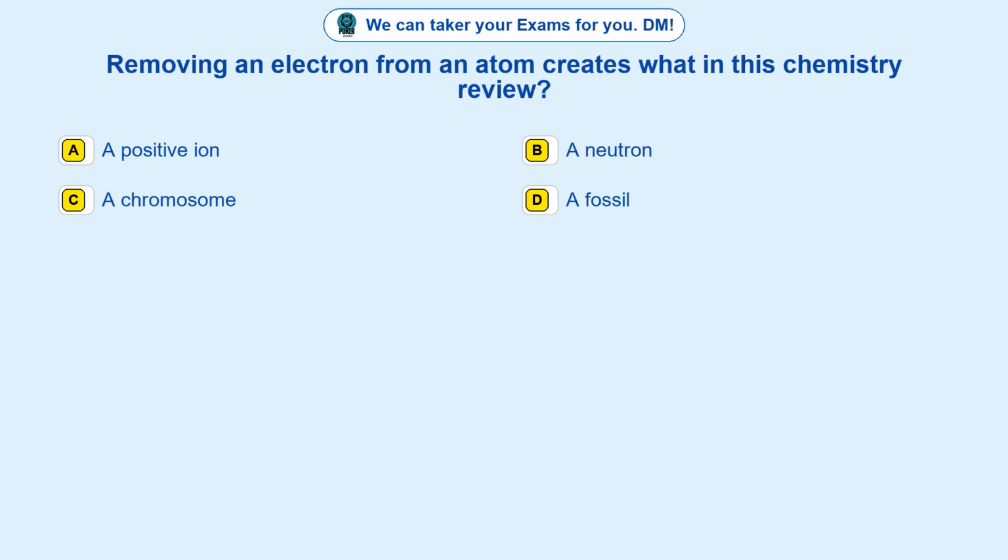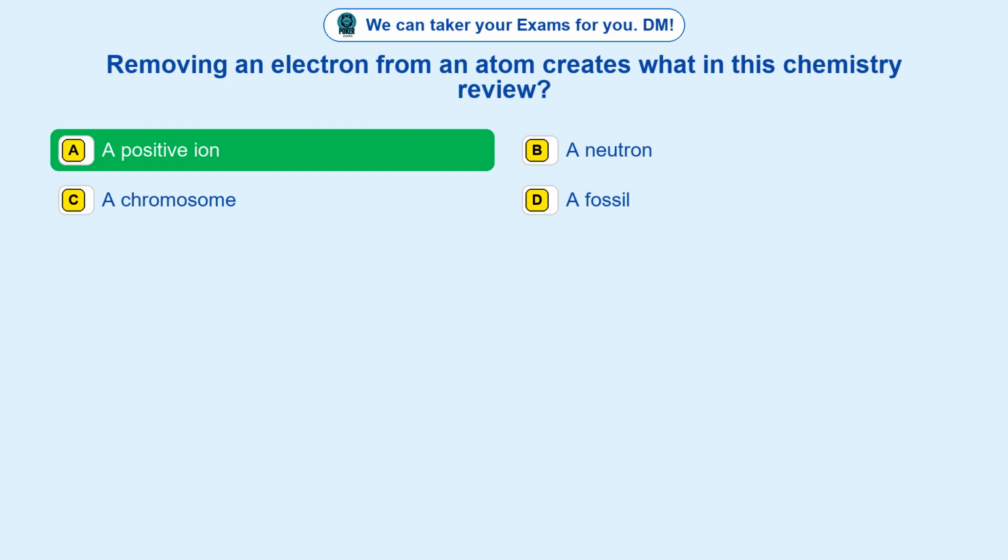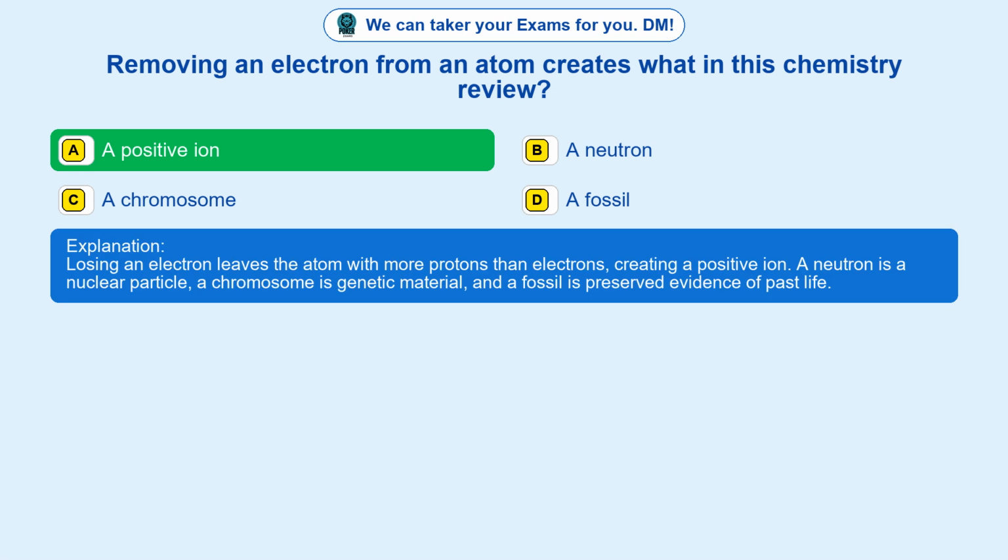Question 49. Removing an electron from an atom creates what in this chemistry review? Option A. A positive ion. Option B. A neutron. Option C. A chromosome. Option D. A fossil. The correct answer is option A, a positive ion. Losing an electron leaves the atom with more protons than electrons, creating a positive ion. A neutron is a nuclear particle, a chromosome is genetic material, and a fossil is preserved evidence of past life.